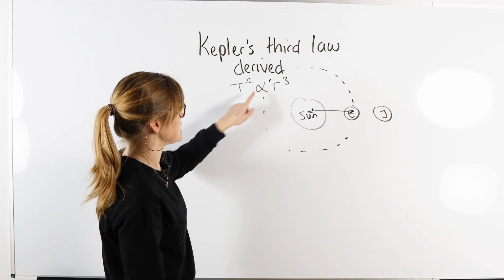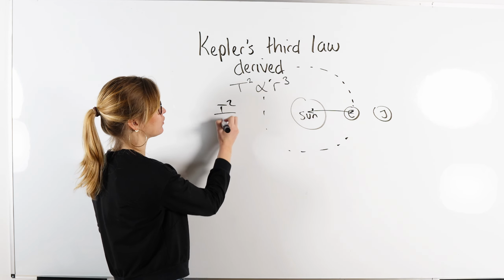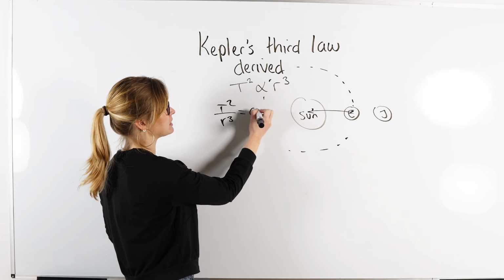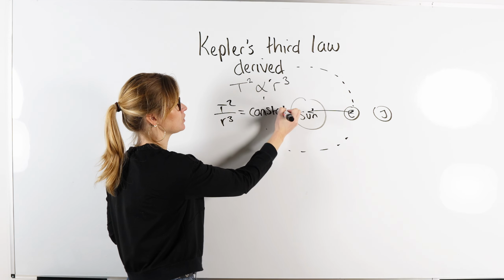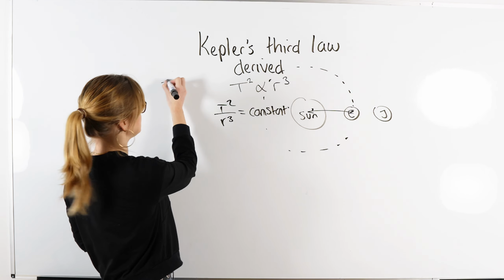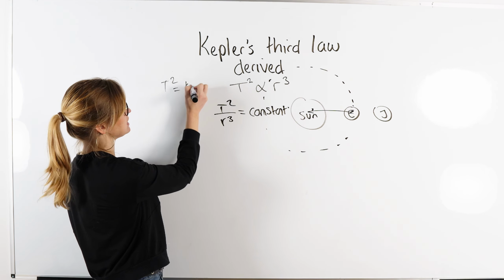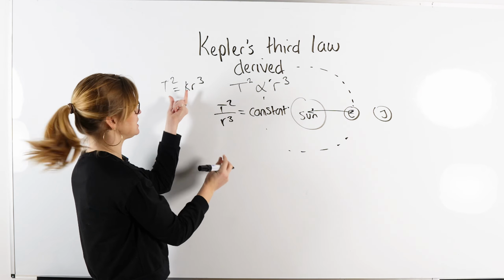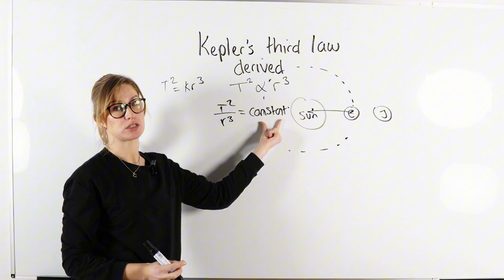So what we can say is that T squared over r cubed always equals some type of constant, right? Because that's what directly proportional means. Directly proportional is saying T squared is equal to some constant times r cubed. So T squared divided by r cubed equals a constant.